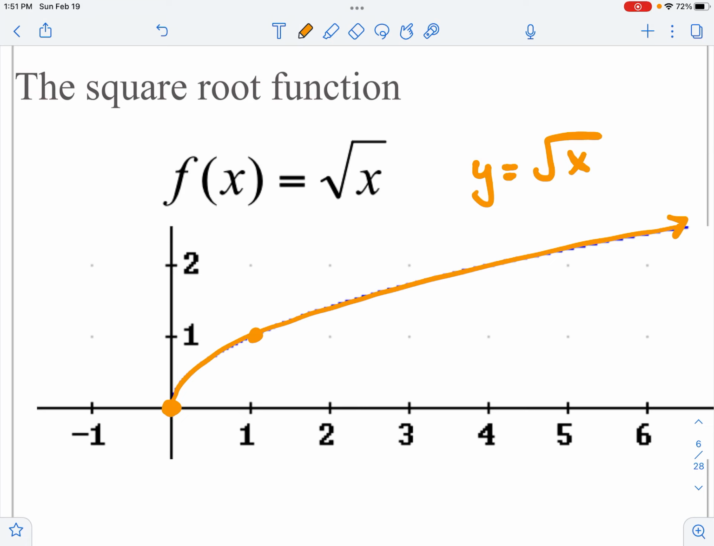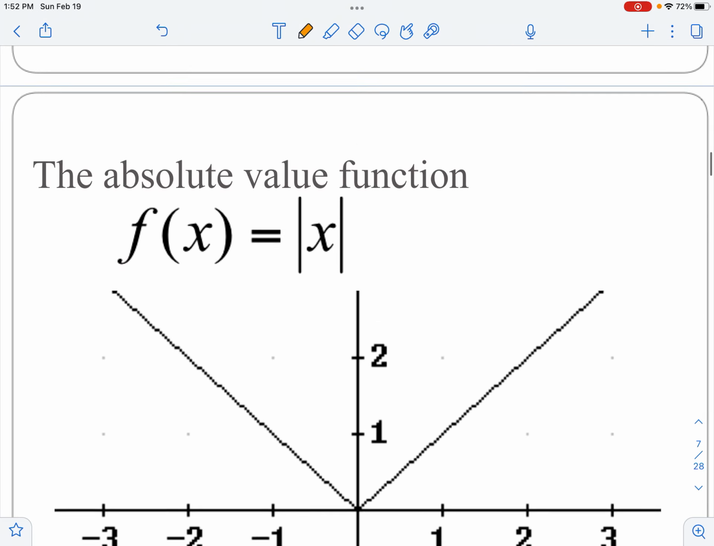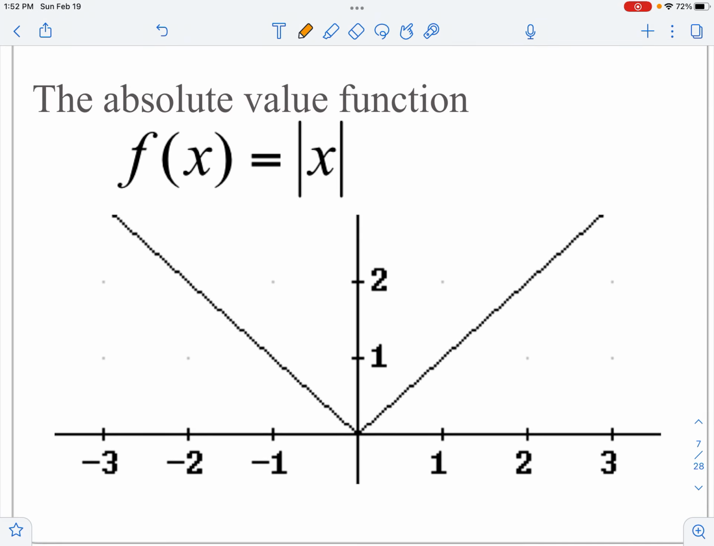A couple things to note. One is at 1, the square root of 1 is 1, the square root of 4 is 2. So right there we have the point 4 comma 2. The next one would be 9 and 3. The absolute value function. So whatever we plug in for x, it turns out to be a positive number for f of x or our y. So y is equal to the absolute value of x.